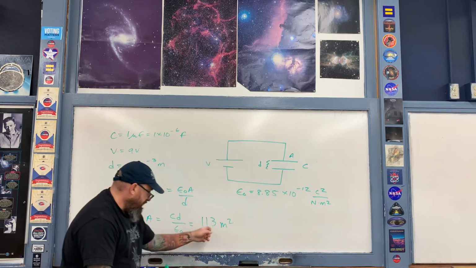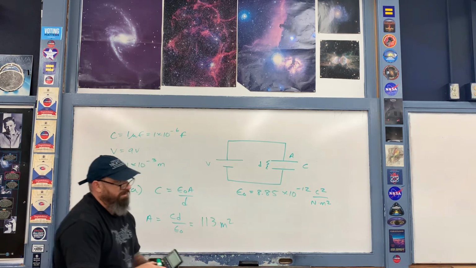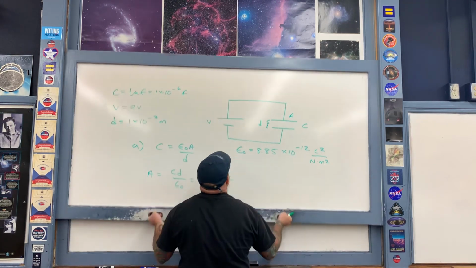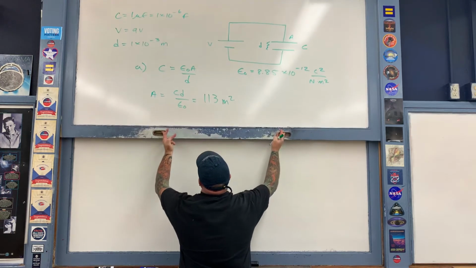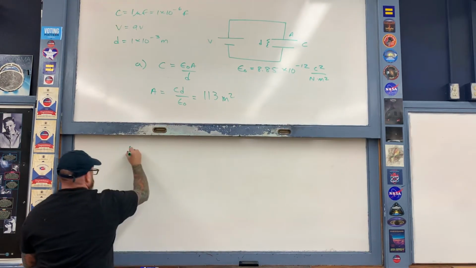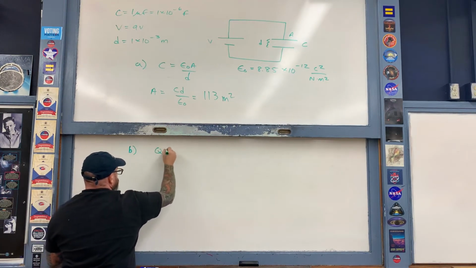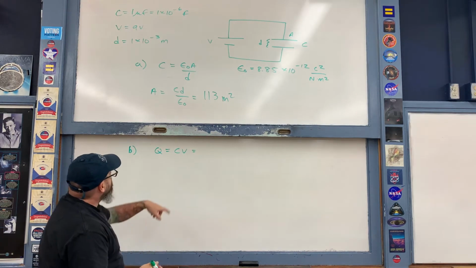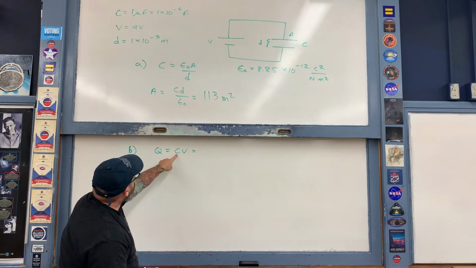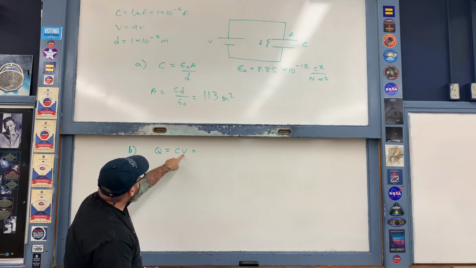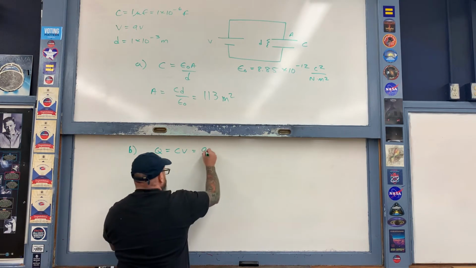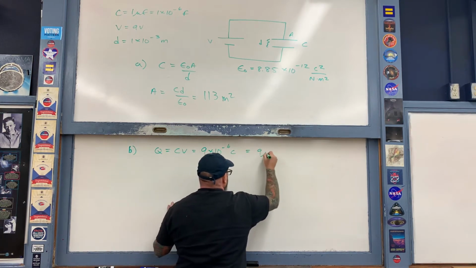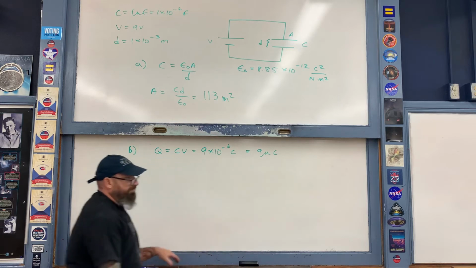Like so, and yeah, it ends up being 113 meters squared. Okay, part B, find the charge. So to find the charge now, I'll just do Q is equal to C times V. That's probably the easiest way to do that. So then therefore, this right here is 1 times 10 to the minus 6 farads multiplied by 9 volts. That's 9 times 10 to the minus 6 coulombs, or equivalently 9 microcoulombs, like so.